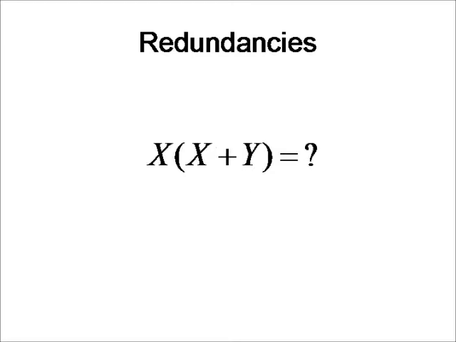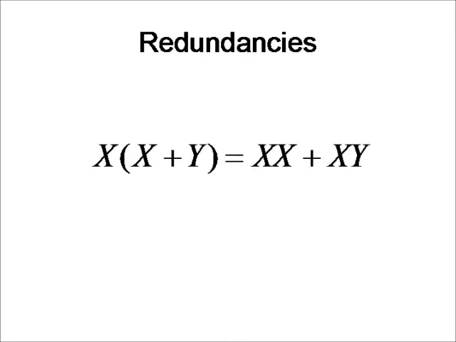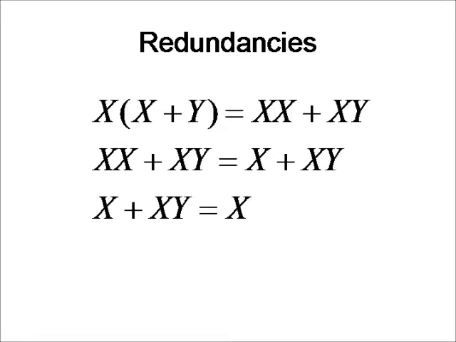Enough factoring out. Let's use the distributive property now to simplify this equation. We have x ANDed with x plus y. Well, if we use the distributive property, we know that x ANDed with x is xx, and x ANDed with y gives us the term xy. x and x is simply x, and since we already did the equation for x plus xy in a previous problem, we know the answer is x.